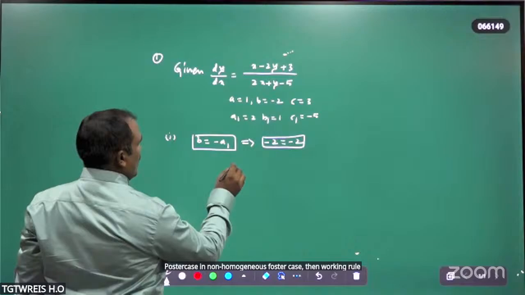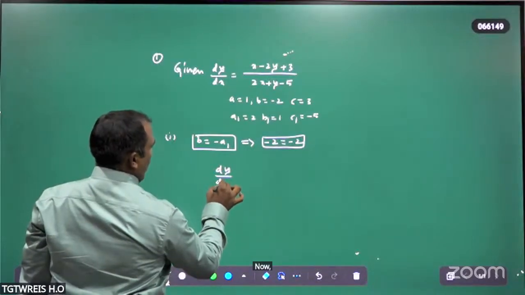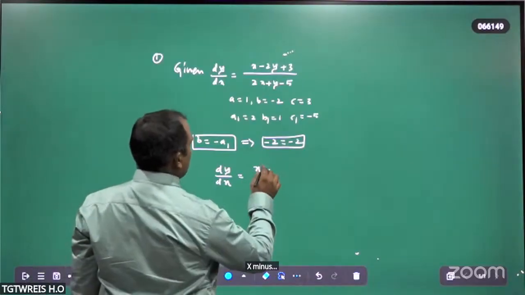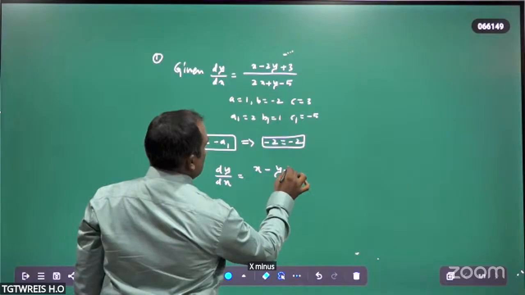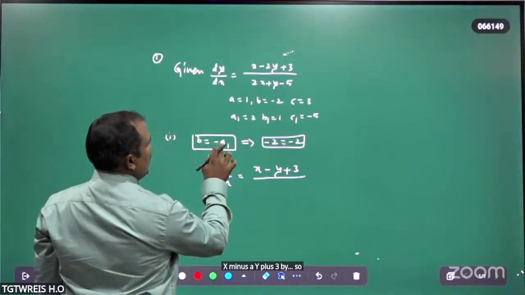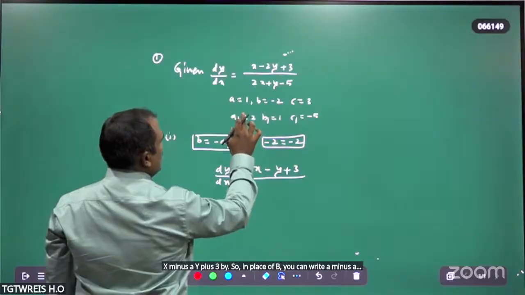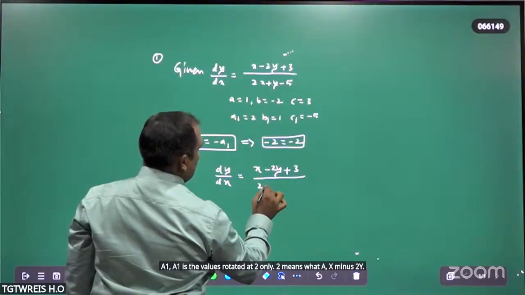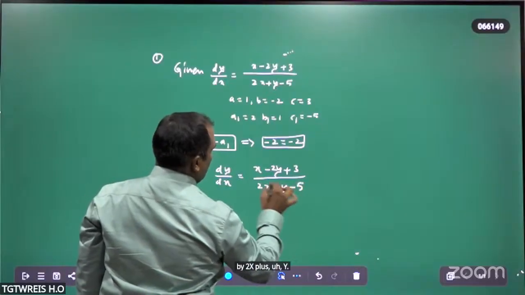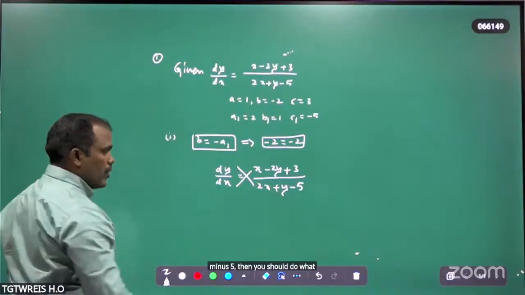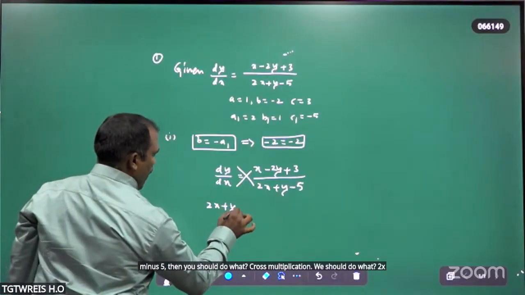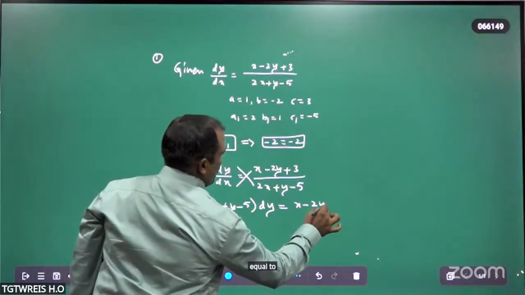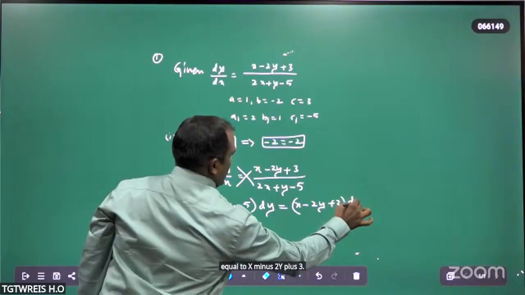Now the working rule. dy by dx equal to (x minus 2y plus 3) by (2x plus y minus 5), where in place of b we write minus a1, and a1 is 2 here. Then we do cross multiplication: (2x plus y minus 5) into dy equal to (x minus 2y plus 3) into dx.